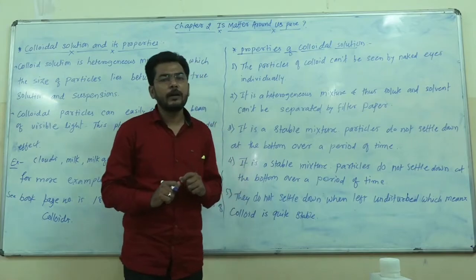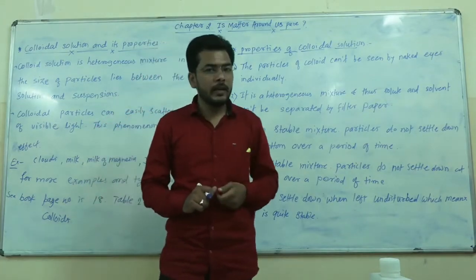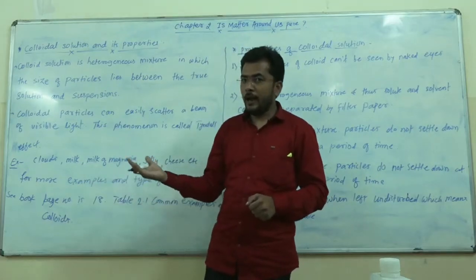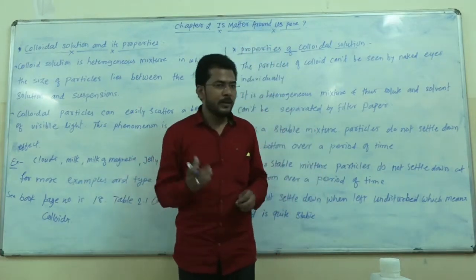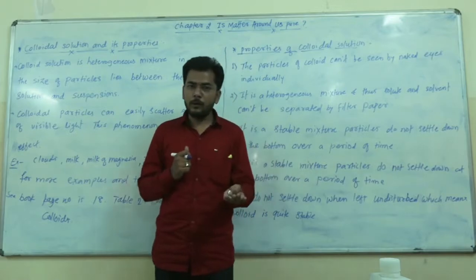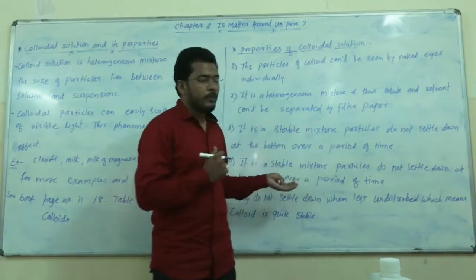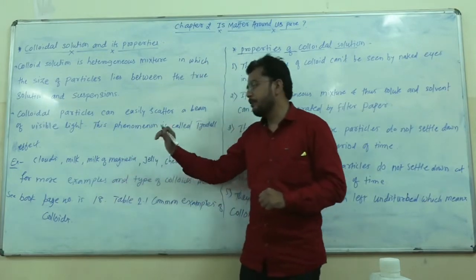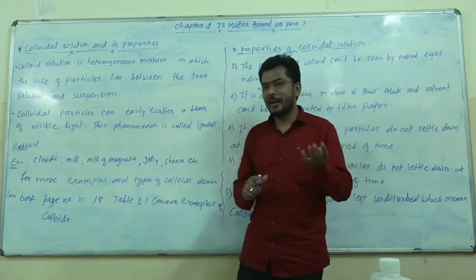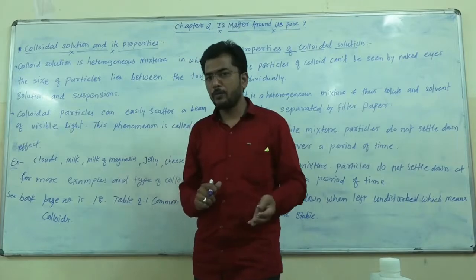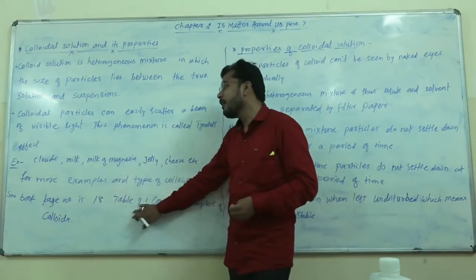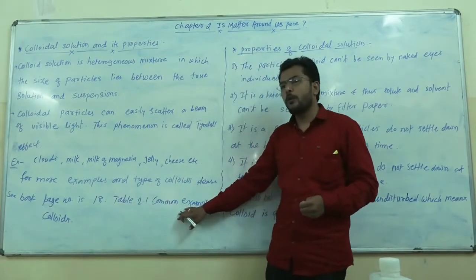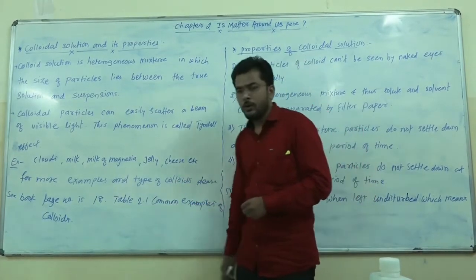with our naked eyes. So, for example, in solution we have salt plus water. In suspension we have chalk powder plus water, and in case of colloid we have examples like clouds, milk of magnesia, jelly, cheese. These are the examples. For more examples and types of examples, please refer to textbook page number 18, table 2.1, common examples of colloids.